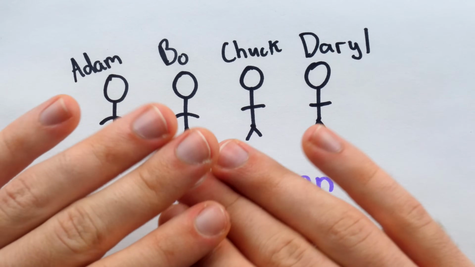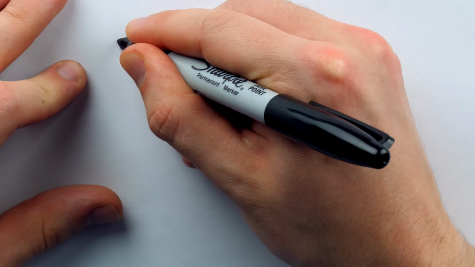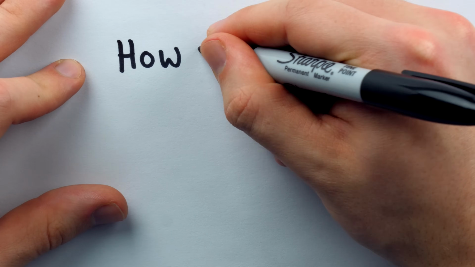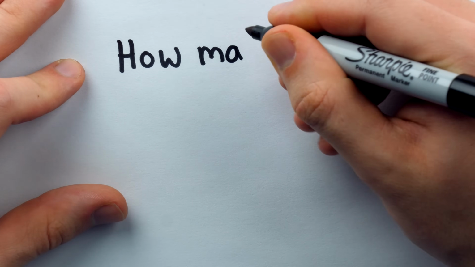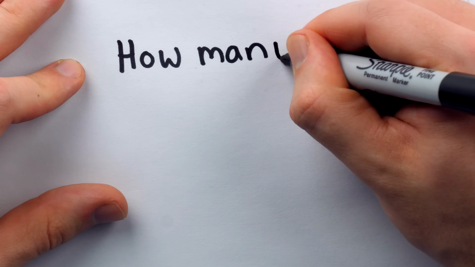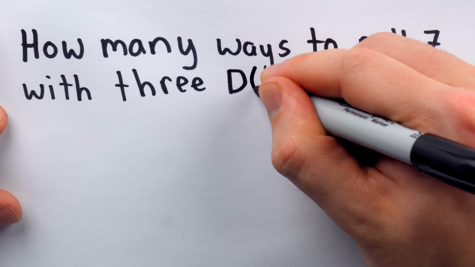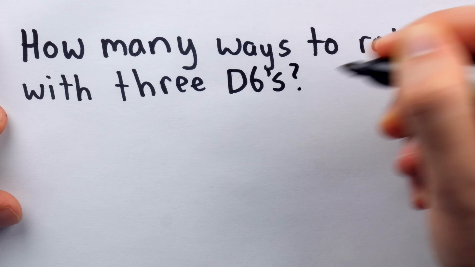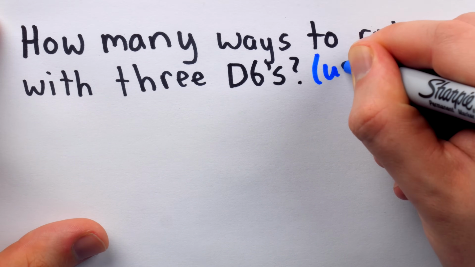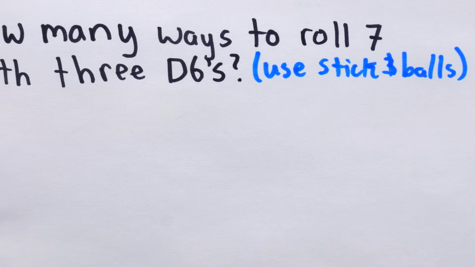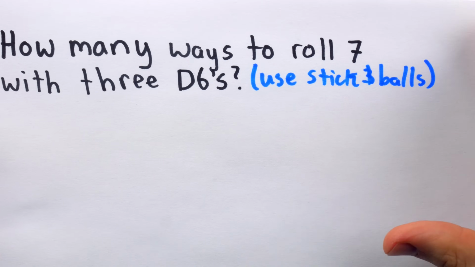So let's quickly do a couple other easier examples. Here's a simple question we could try to answer. How many ways are there to roll a sum of 7 if we roll 3 standard 6-sided die? So I'll write, how many ways are there to roll 7 with 3 d6s. And again, to count these, we're going to use the stick and balls method. So take a minute and think, what will the balls be in this situation?